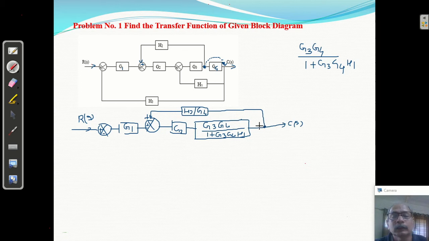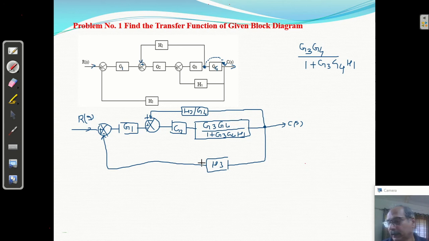This is the takeoff point. So the first step was that we shifted this takeoff point here, where the value is H2 upon G4. Then in the second step, these two are in cascade, G3 and G4, that is GS, forming a closed loop with negative feedback. Now from here we are taking one more feedback, that is H3, and it is going here.